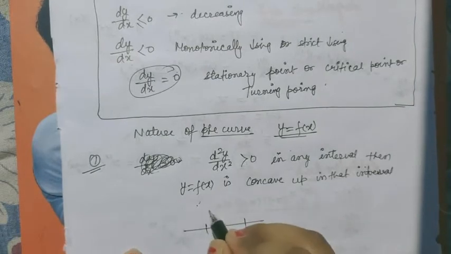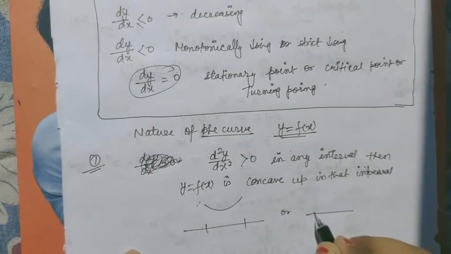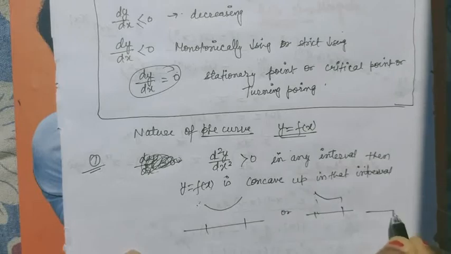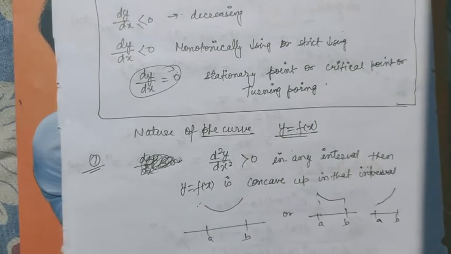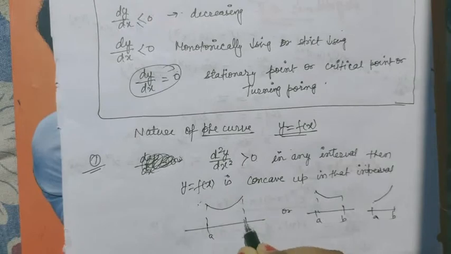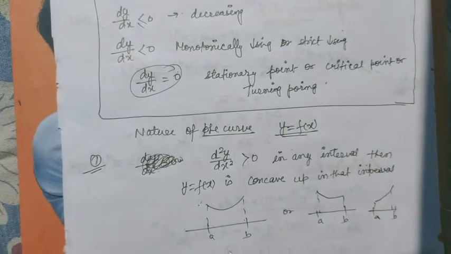Either the function will be like this, or like this, or like this. These are all concave up in the interval a comma b. Okay.